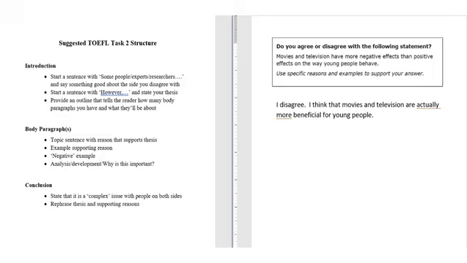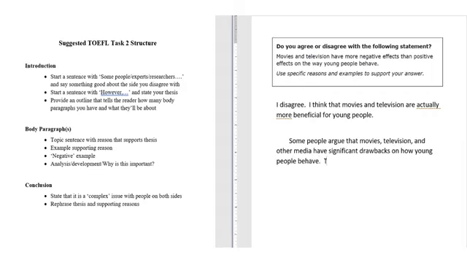I would just start by saying the opposite. I would say, some people argue that movies, television, and other media have significant drawbacks on how young people behave. They cite the violence and overly sexual nature of these media to support their point. That's it. Now, I did 2 sentences, but you don't have to do 2. You can just do 1.